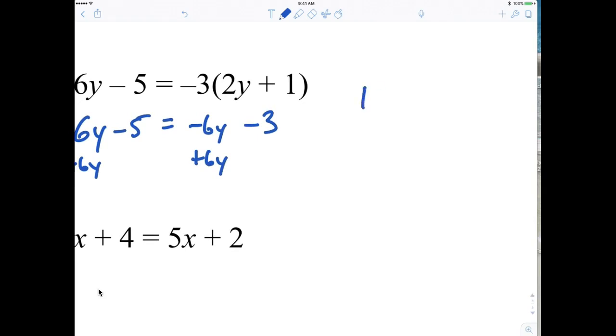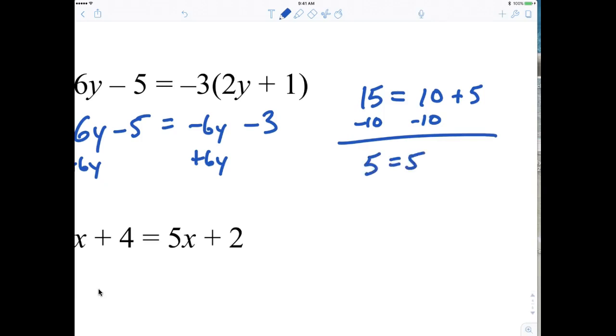If I said 15 is equal to 10 plus 5, you would say that's true, right? If I subtracted 10 from both sides, I would get 5 equals 5. It's still a true statement. You with me on this? Yes. You understand what I'm saying now, right? Yeah. I'm just rebalancing, we could say, the equation.